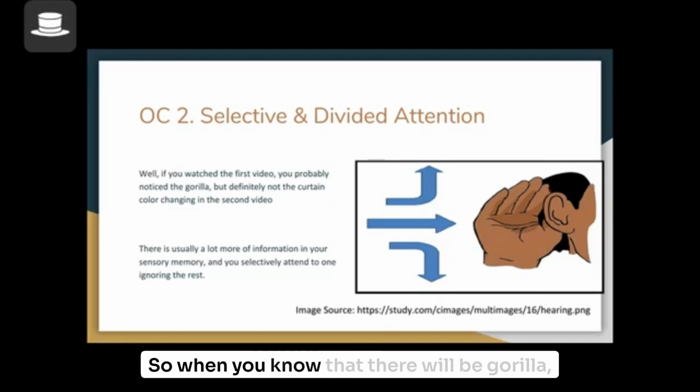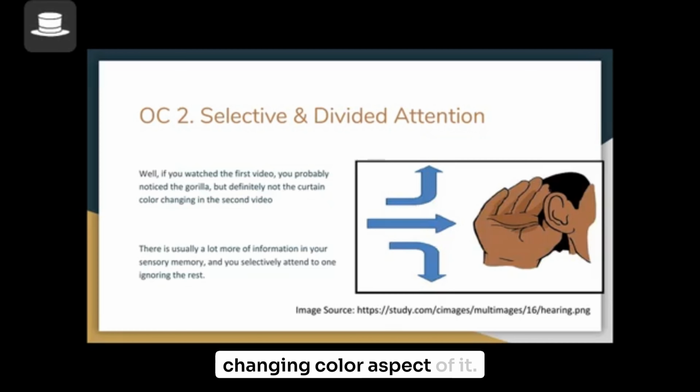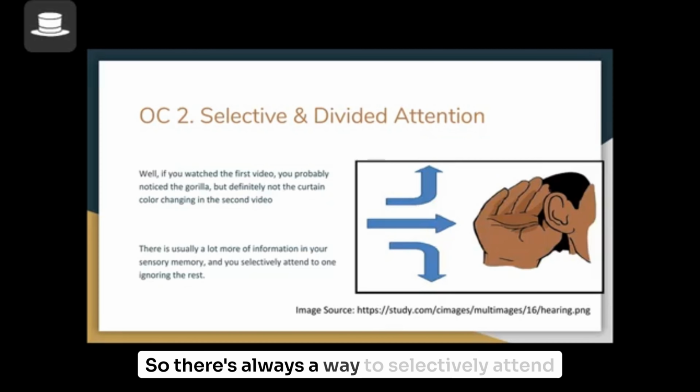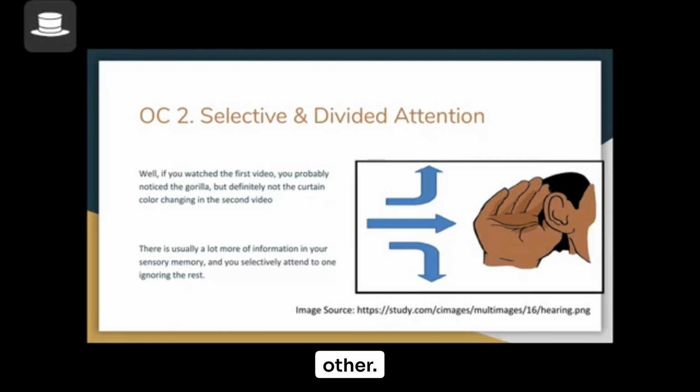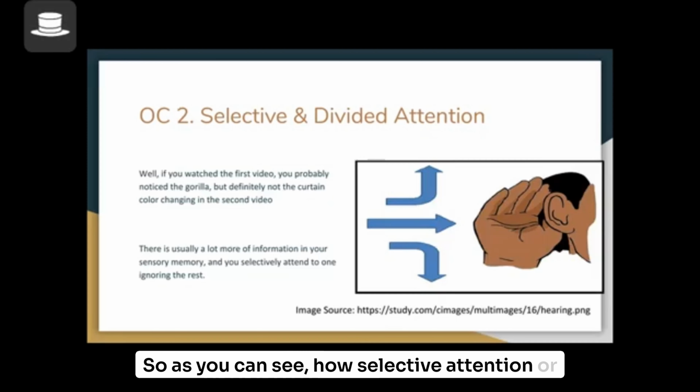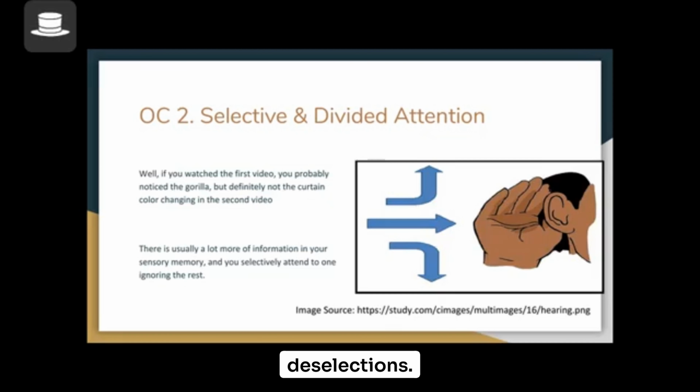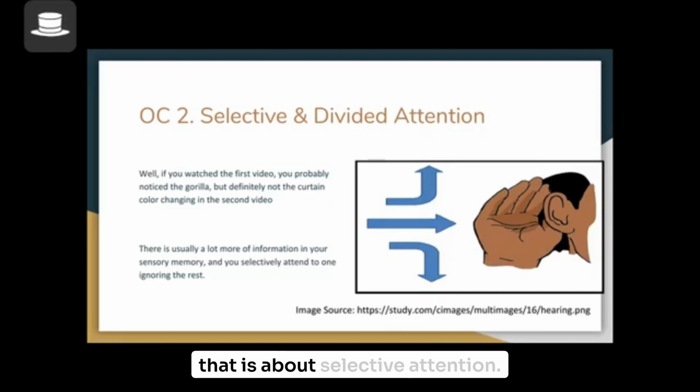So when you know that there will be a gorilla, you'll be concentrating on the gorilla. In doing so, you'll be ignoring the curtain changing color aspect of it. So there's always a way to selectively attend to a part of the information. In doing so, you're also deselecting the other. So as you can see, selective attention or divided attention for that matter involves controlled attentional processes because you're consciously choosing, deciding, and actually making selections and deselections. So that is about selective attention.